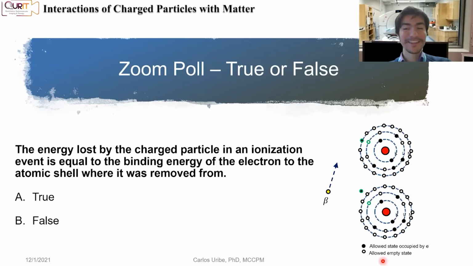Are we clear with that? I know it was tricky, and that's why we got the 50-50, but that's why I had this question. I wanted you to think and make sure you understand that this electron can have a lot of kinetic energy. This particle can lose much more than just the binding energy.